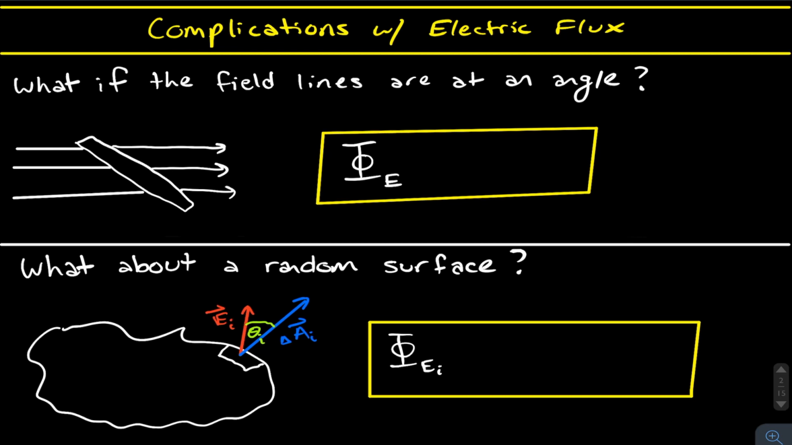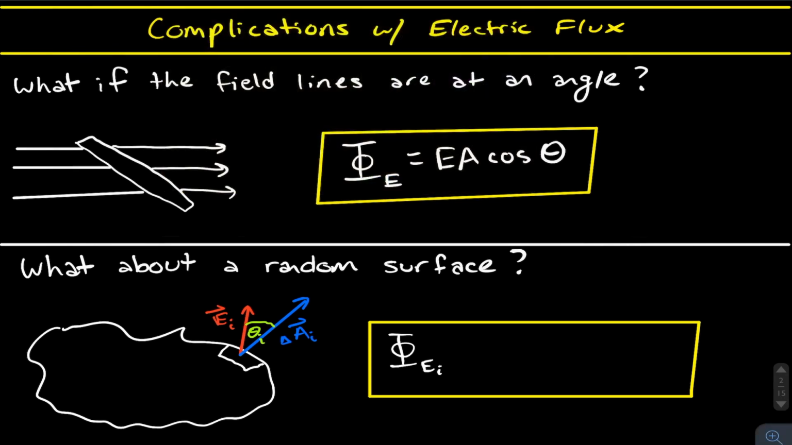Now moving on, let's get a little more complicated here. What happens if the field lines are at an angle? If the field lines are at an angle, as you can see in this diagram right here, what's going to happen? Well, we're still going to have that E times A, but now we're going to multiply by cosine theta.